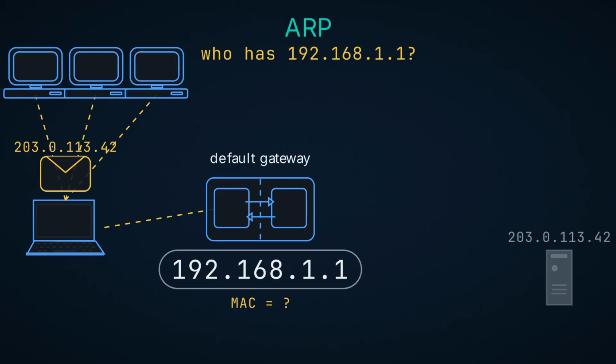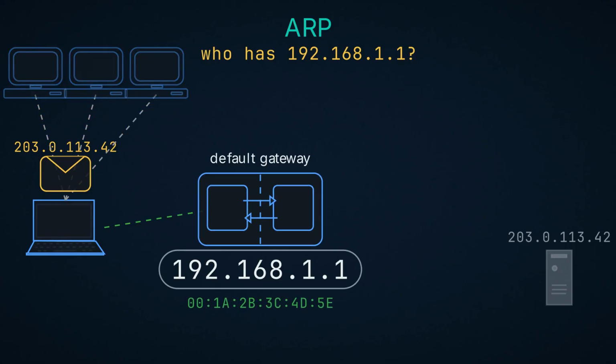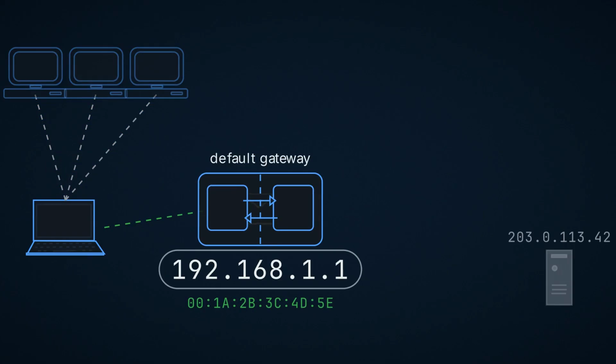The shout is basically, who has 192.168.1.1? Tell me your MAC. The router answers, that is me. Here is my hardware address. Now your laptop knows exactly where to physically send the packet.